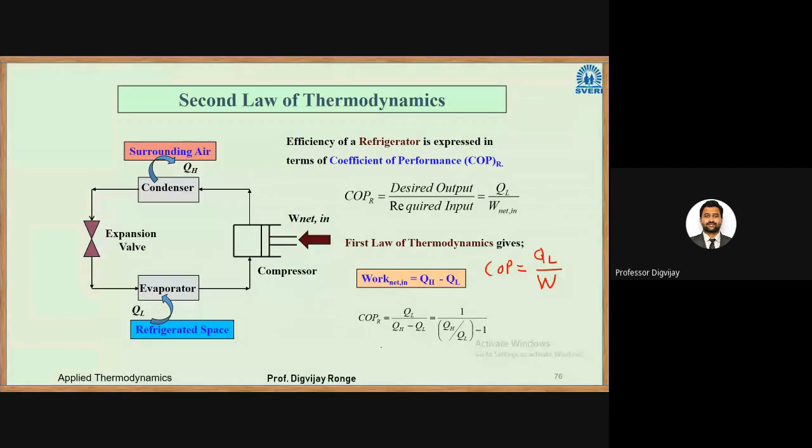So here the COP formula is given. But if you want to go for a Carnot refrigerator, a refrigerator whose all processes are reversible, in that case, COP reversible will be equal to this. I can replace it by TL divided by TH minus TL. So this is for the Carnot refrigerator.